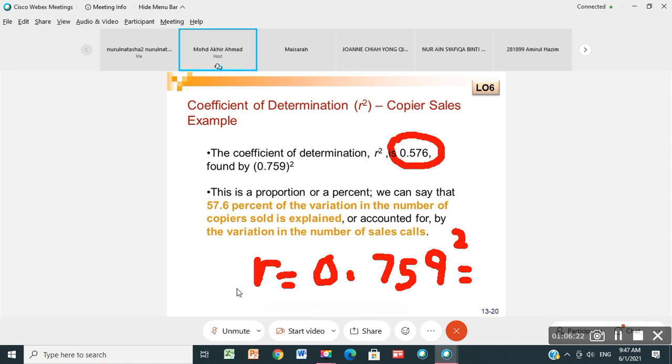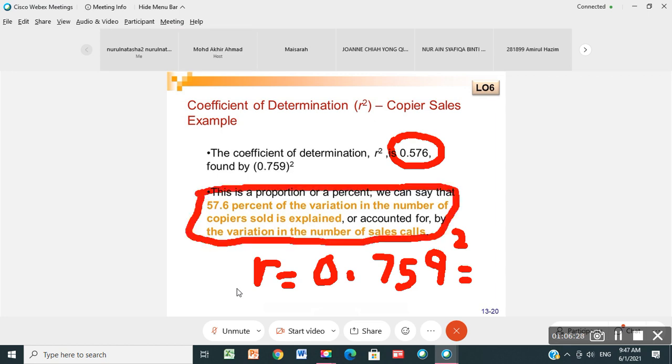Belum baca yang ni? Yang bawah ni. Ha, this is a proportion or a percent. We can say that 57.6% of the variation in the number of copies sold is explained or accounted for by the variation in the number of sales calls. Okay, thank you. Itu dia punya definition.